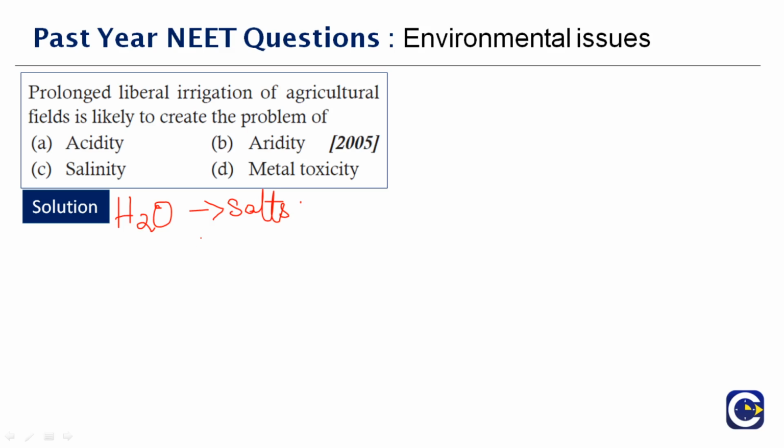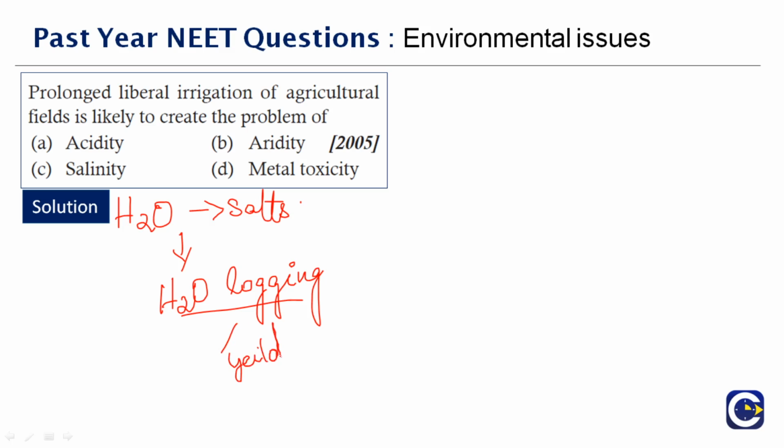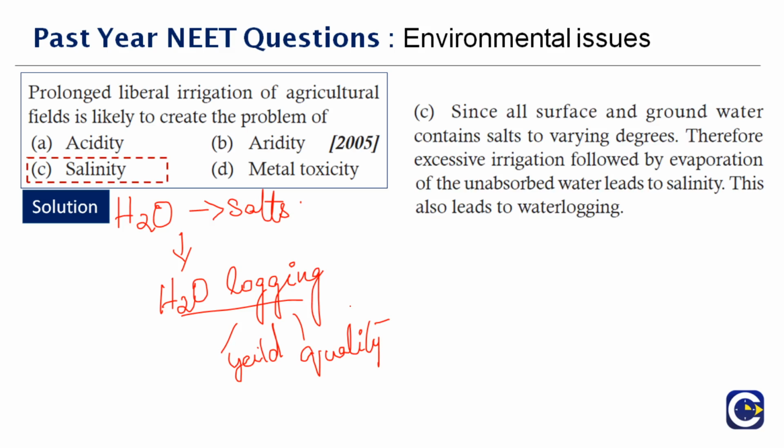Therefore, imagine you're doing excessive irrigation. What will happen? The fields are likely to create a problem which is called as salinity. Okay? So therefore, the excessive irrigation followed by evaporation of the unabsorbed water can lead to salinity, and a major problem will be faced by the fields which is called as water logging. Once again, it is going to affect the yield, the quality, and it's going to affect the field as well. Okay, therefore the right answer to this question is option C, salinity.